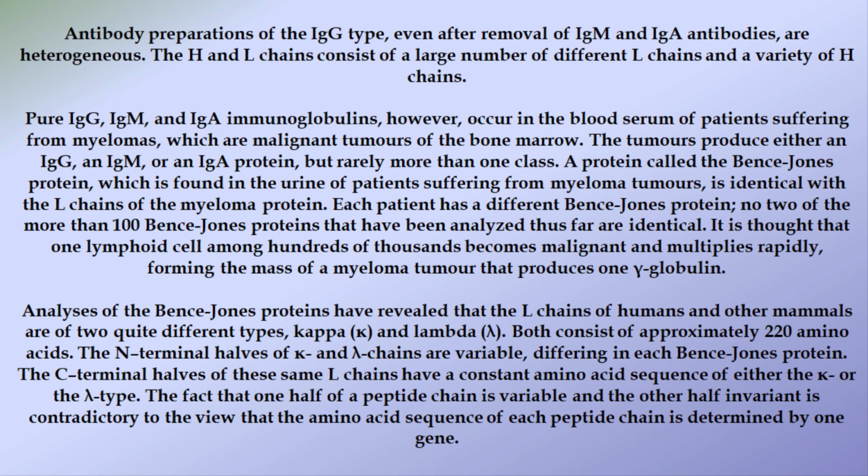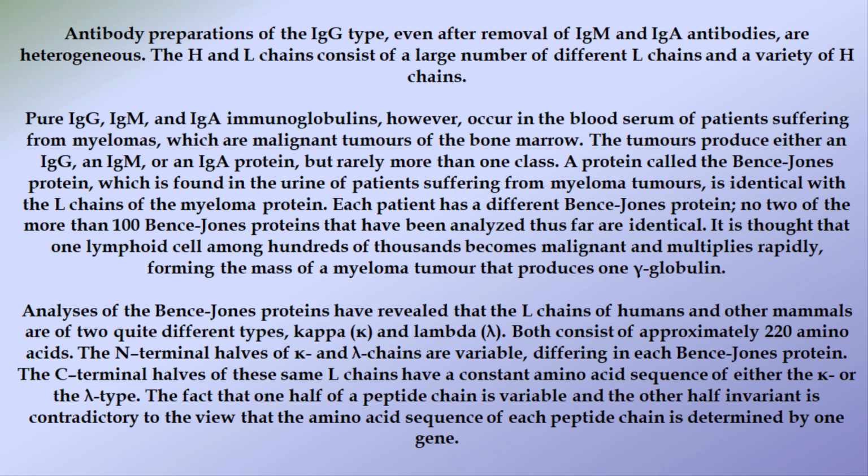Analyses of the Bence-Jones proteins have revealed that the L chains of humans and other mammals are of 2 quite different types, kappa and lambda. Both consist of approximately 220 amino acids. The N-terminal halves of kappa and lambda chains are variable, differing in each Bence-Jones protein. The C-terminal halves of these same L chains have a constant amino acid sequence of either the kappa or the lambda type.